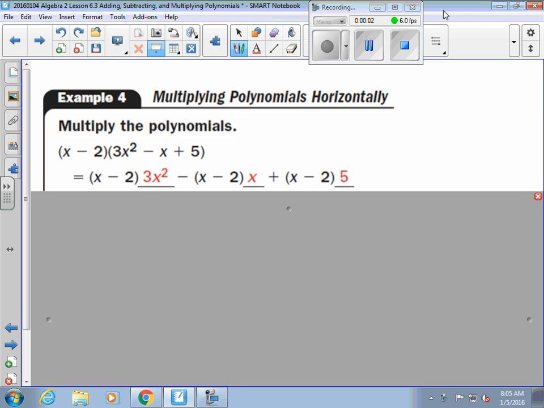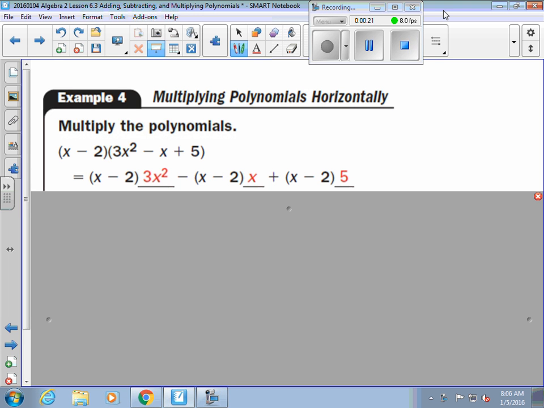This is Algebra 2, Lesson 6.3, adding, subtracting, and multiplying polynomials. This is part 2. We're doing the horizontal method for multiplying polynomials. Again, most of us, just from using the distributive property for the last couple of years in our math classes and stuff, are more comfortable using this.